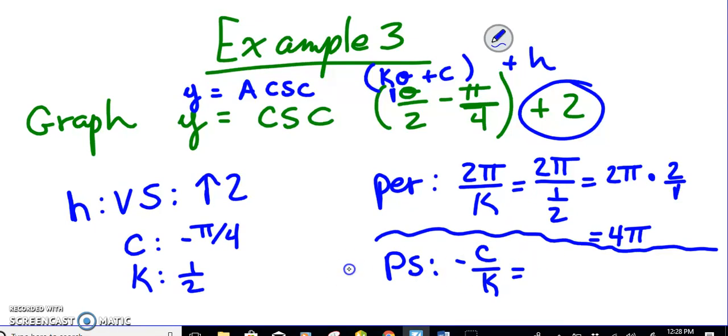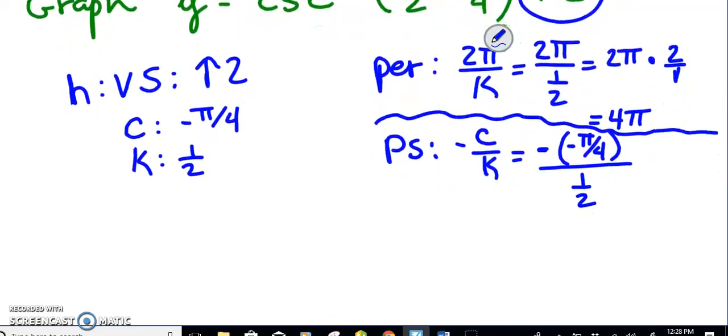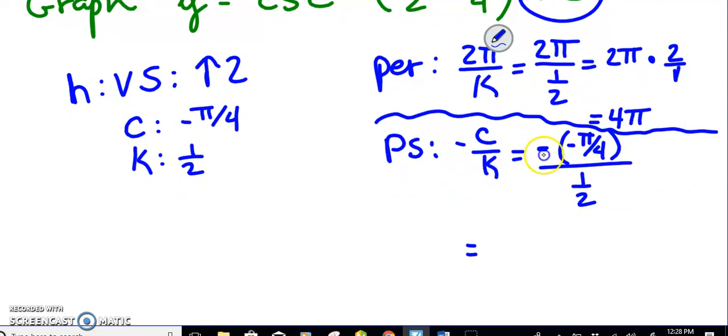But then also our phase shift, we have the negative C over K. So it's understood as negative already. And then a negative pi over 4 is your C, divided by K, which is 1/2. Right? Well, first off, we have 2 negatives. So if 2 negatives are here, we know that becomes 1 giant plus. So we're dealing with actually pi over 4 divided by 1/2.